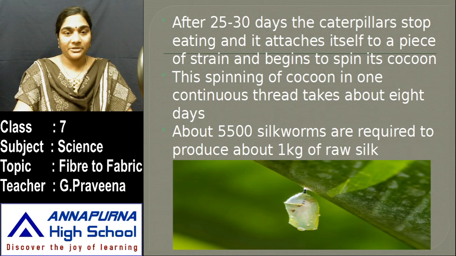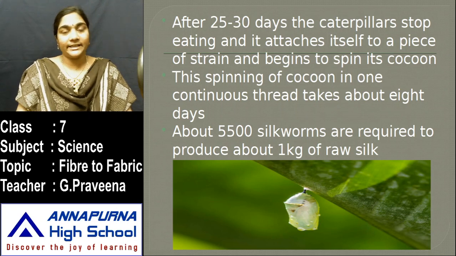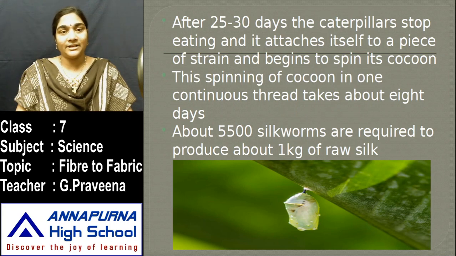Here in the picture you can see that once the silkworm is fed with the mulberry leaves, it stops feeding and starts spinning a cocoon around its body. After 25 to 30 days, the caterpillar stops eating, attaches itself to a piece of string and begins to spin its cocoon. Spinning of the cocoon in one continuous thread takes about 8 days.